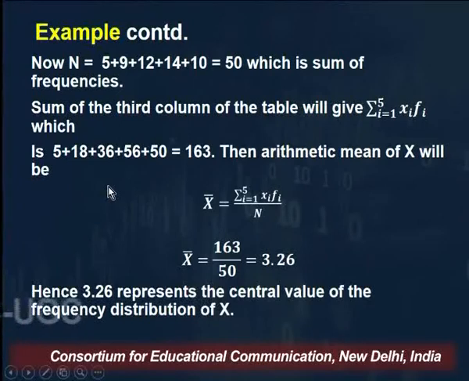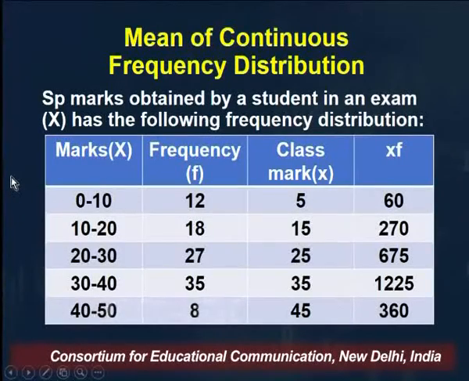Now let us go on to the next example, where we are given the continuous frequency distribution. So suppose marks obtained by students in an exam, which we are treating as a variable x, has the following frequency distribution. So we have grouped the values of capital X into 5 class intervals, 0 to 10, 10 to 20, 20 to 30, 30 to 40 and 40 to 50, and their corresponding frequencies are given. So here your class intervals will be given and your frequencies will be given.